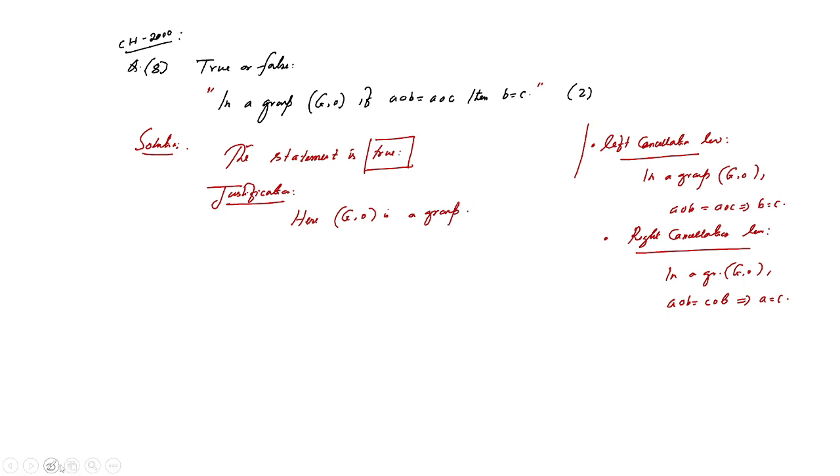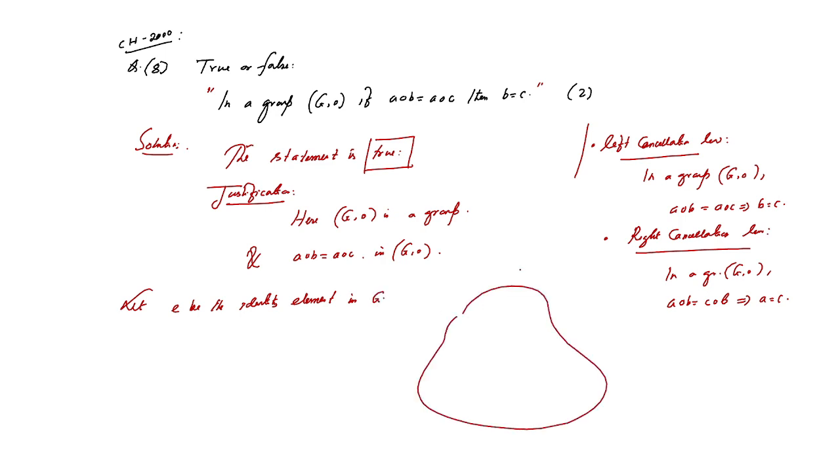Okay. And it is given A naught B equals A naught C, for all A, B, C in G naught. This is given. So let us assume that E is the identity element in G. Okay, so this is our group G, where we have A naught B equals A naught C, for all A, B, C elements of G.